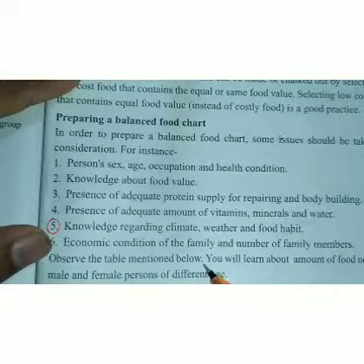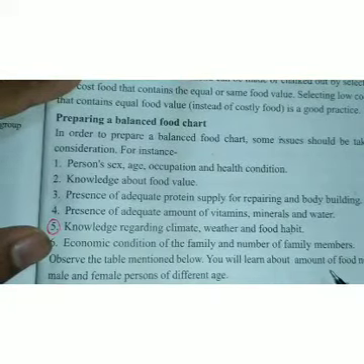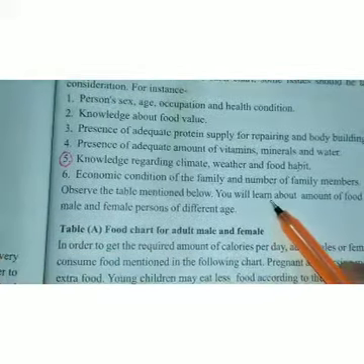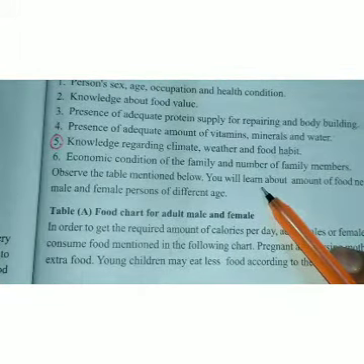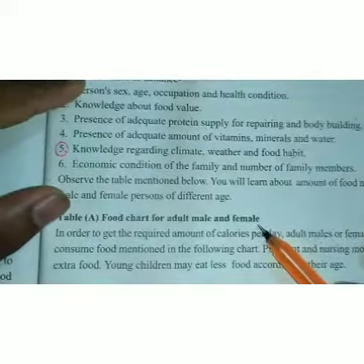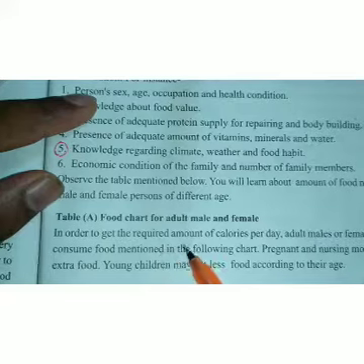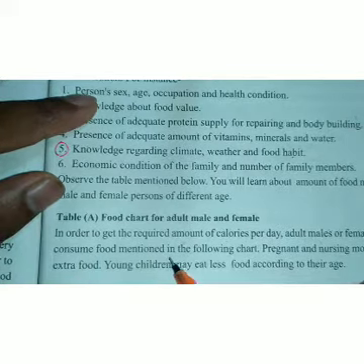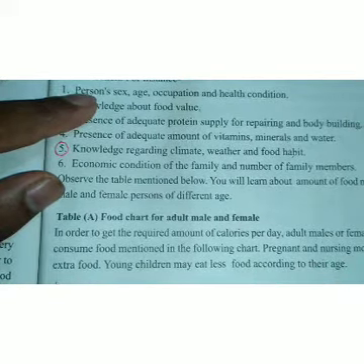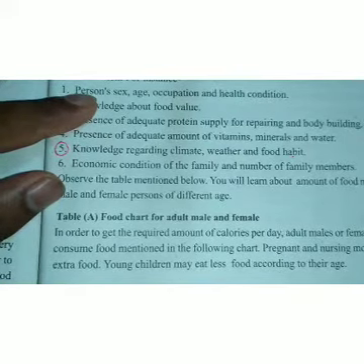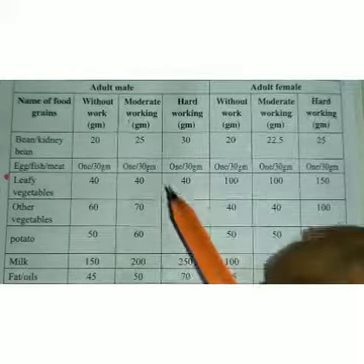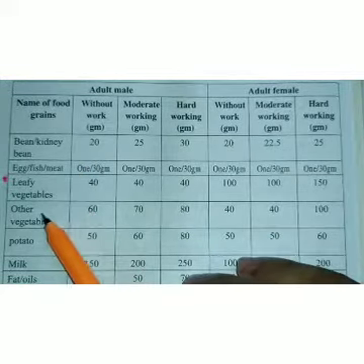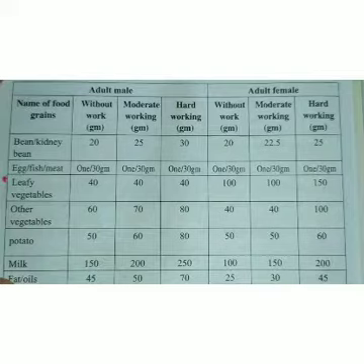Observe the table mentioned below. You will learn about the amount of food needed for males and females of different ages. Table A, food chart for adult males and females. In order to get the required amount of calories per day, adult males and females should consume food mentioned in the following chart. Pregnant or nursing mothers need extra food. Young children may eat less food according to their age.